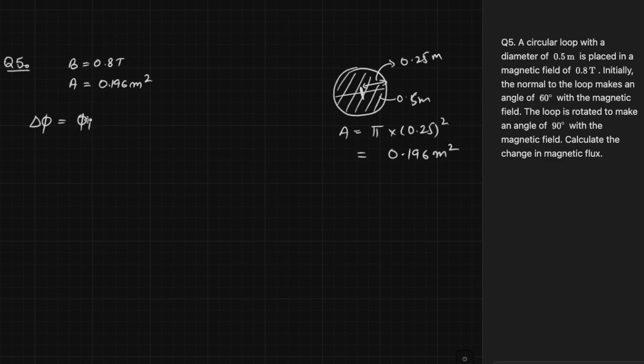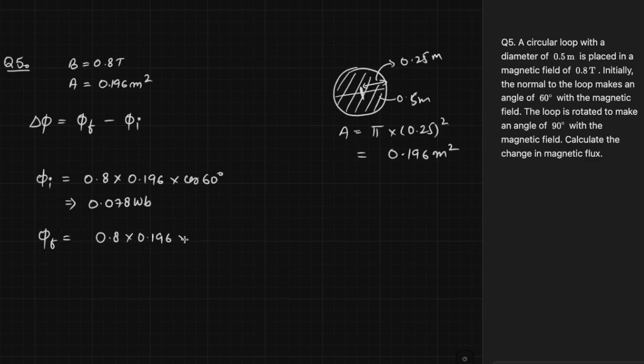Now let us see what is the delta phi. Always final minus initial. So let me calculate now what is the initial flux. It will be what is the magnetic field, what is the area, and then what is the angle. Angle is given 60 degree. I directly put it because the angle was given normal to the loop. And if you calculate this, then 0.078 Webers.